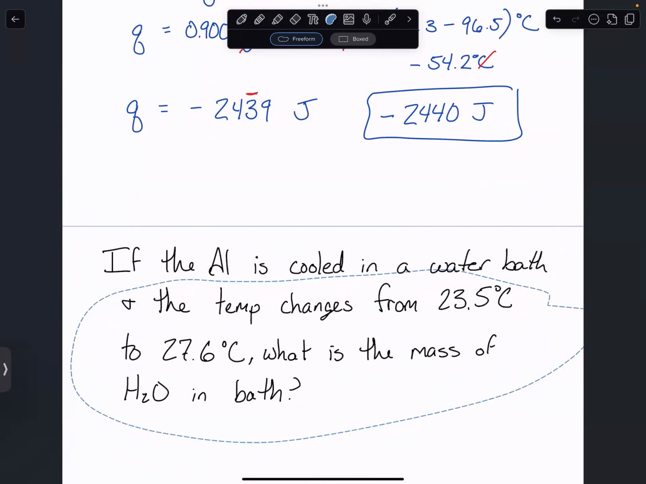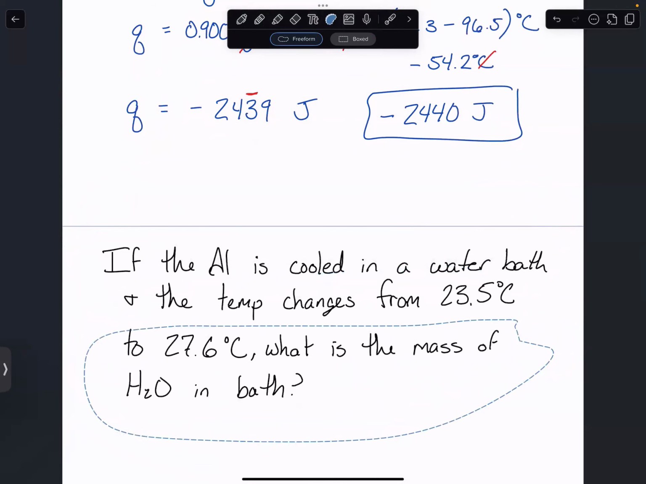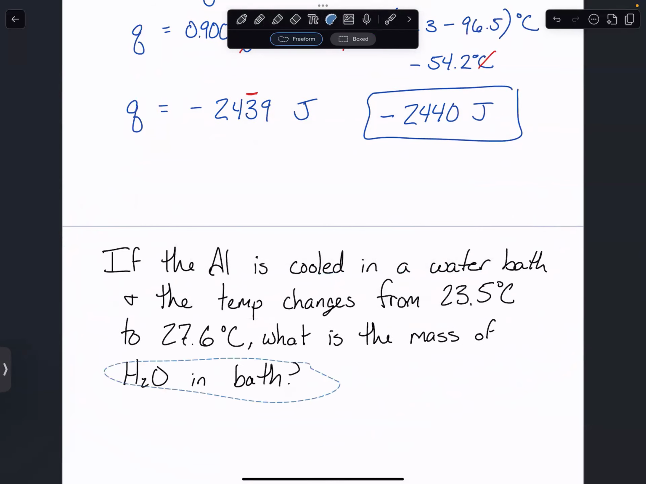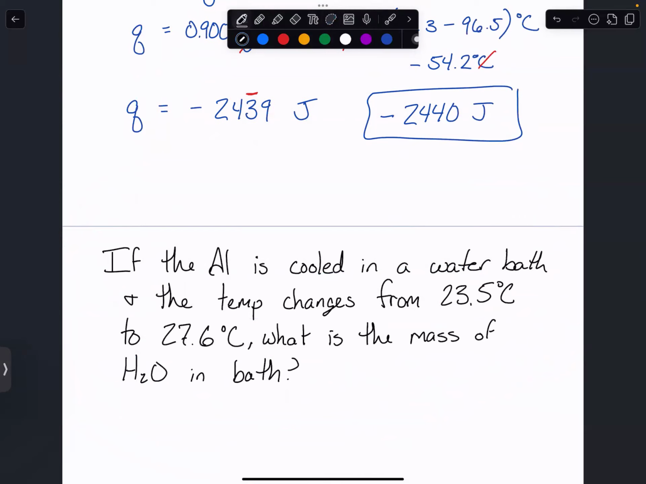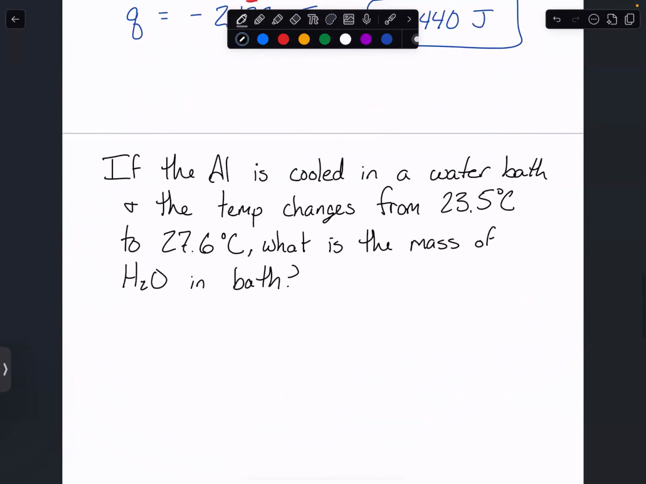And I believe we will need a heat capacity here. Does anybody know what it is for water? Awesome. That's how you know you've done way too many chemistry problems, is when you have stuff like that memorized. But absolutely, the heat capacity for water is that 4.184, again, joules per gram degrees Celsius.